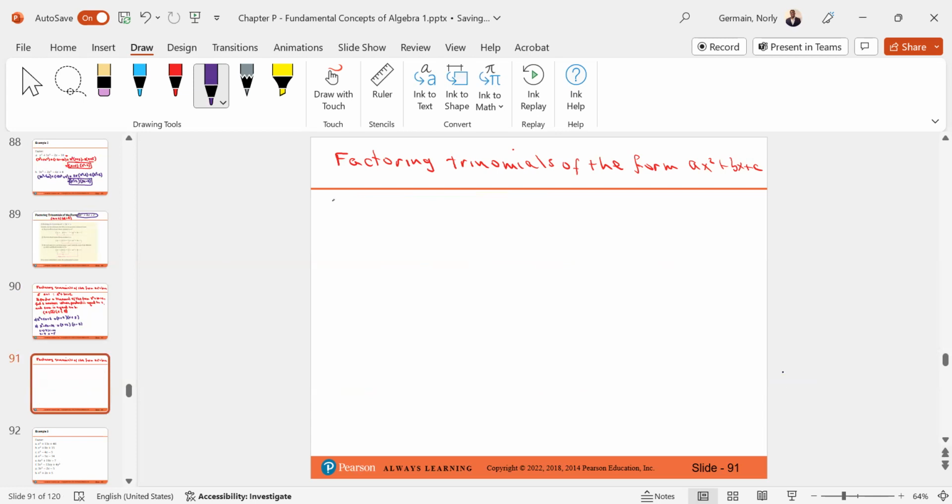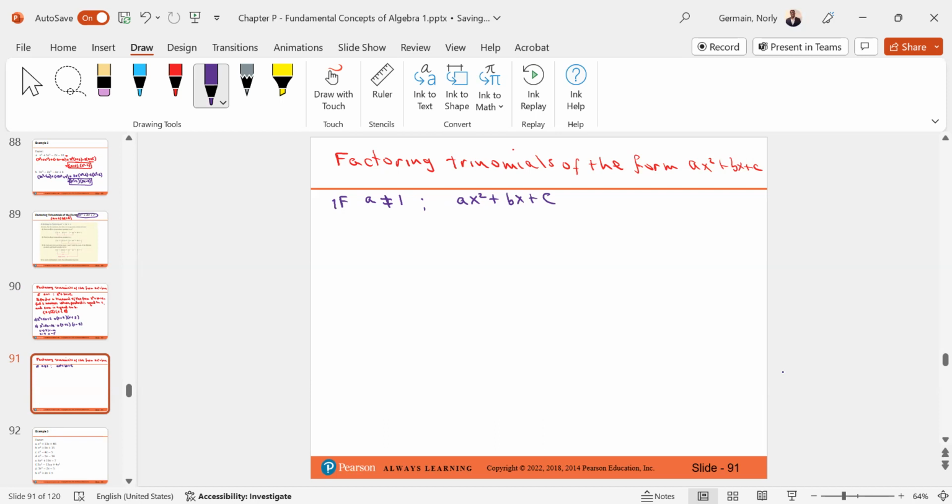We said if a is not equal to 1, that means we really have ax squared plus bx plus c. In this case, doing a lot of trial and error would be fine. So that's very important. Otherwise, there are a variety of techniques we can use to do this one.